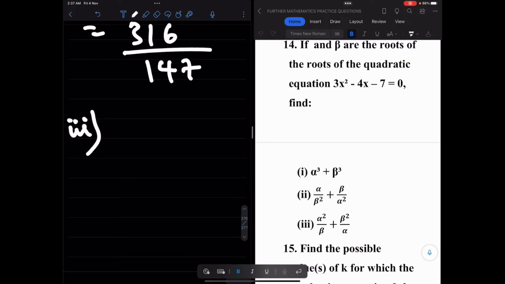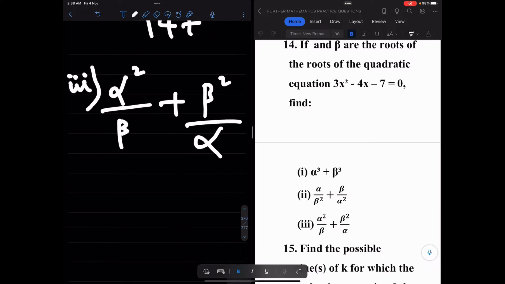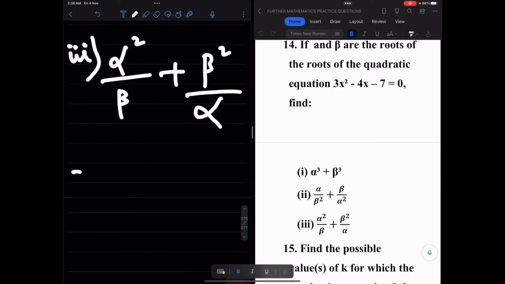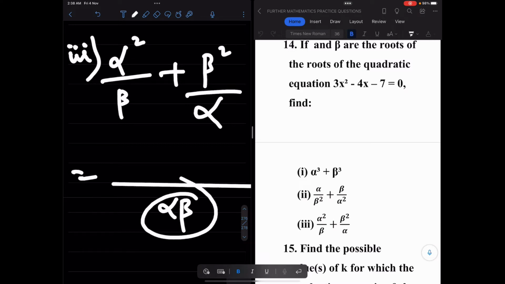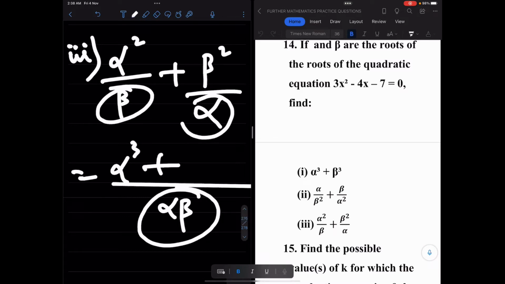Roman figure 3 is alpha squared over beta plus beta squared over alpha. What's the value of alpha squared over beta plus beta squared over alpha? The LCM is alpha beta. When we divide alpha beta by beta, we get alpha, times alpha squared, that's alpha cubed, plus alpha beta divided by alpha is beta, times beta squared, which is beta cubed.